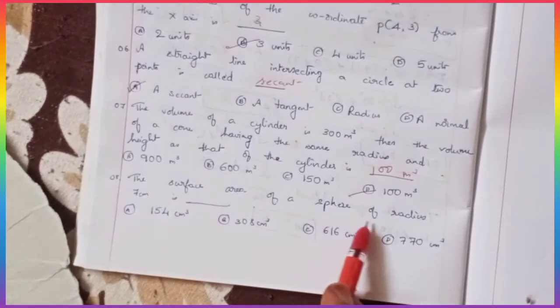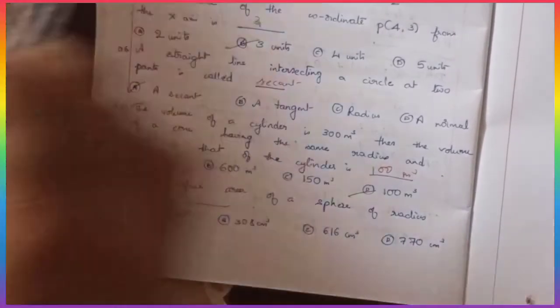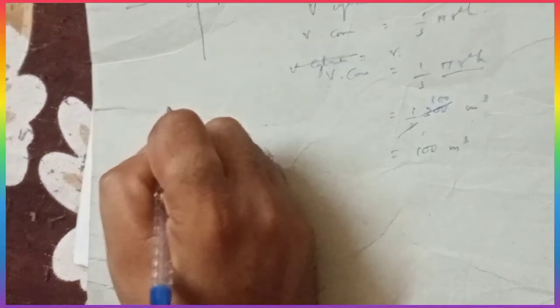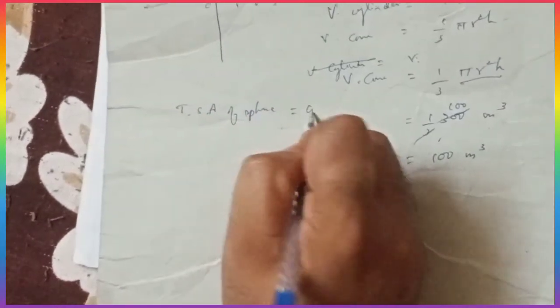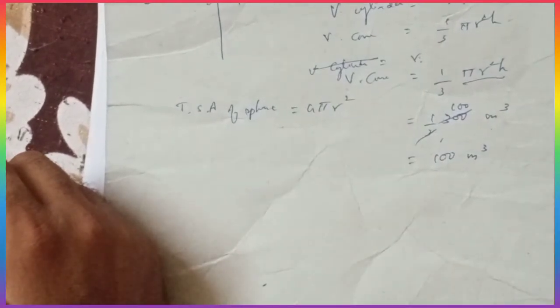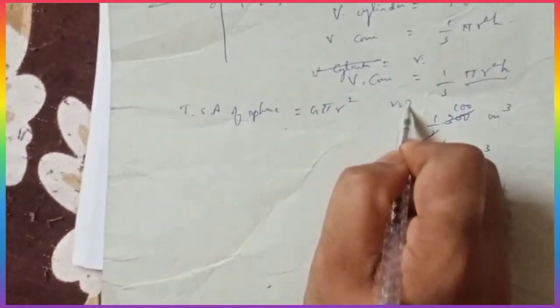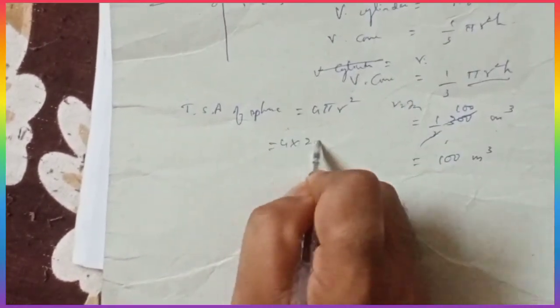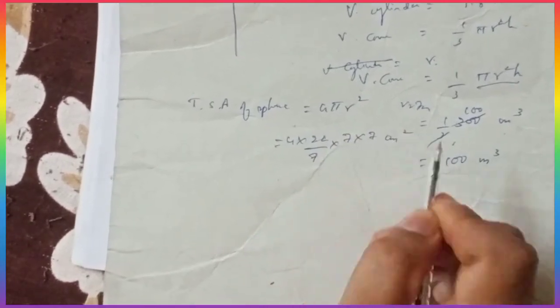The surface area of a sphere of radius 7 centimeter is. So for the sphere, the total surface area and the curved surface area is same. So we will write down total surface area of sphere is given by the formula 4 pi r square. Now radius is given already, r is equal to 7 centimeter. So 4 into pi is 22 by 7, r square is 7 into 7 centimeter square.